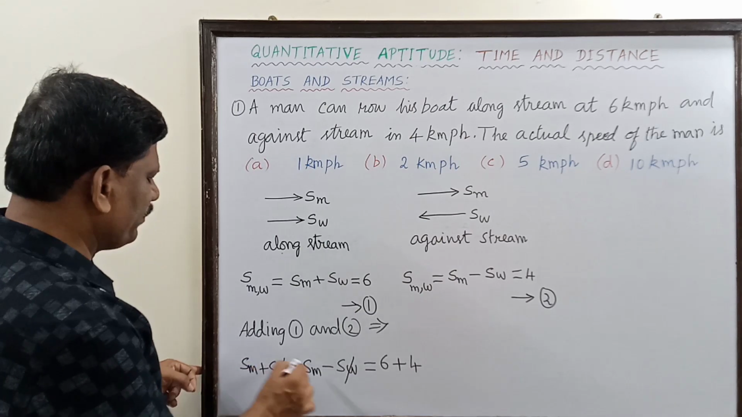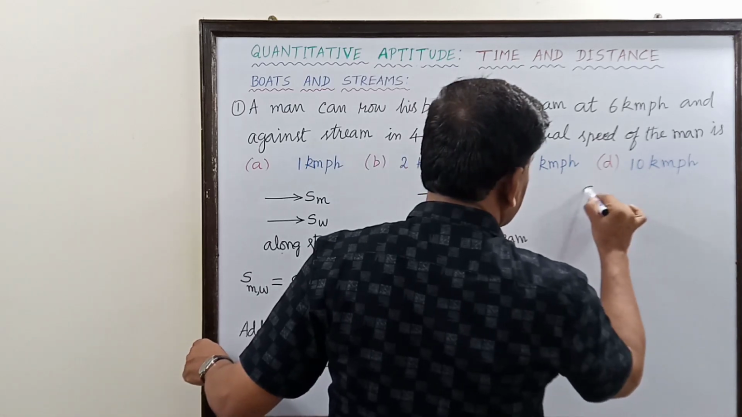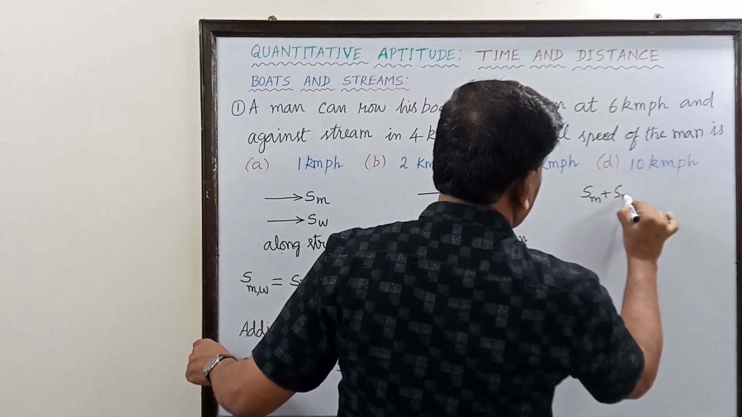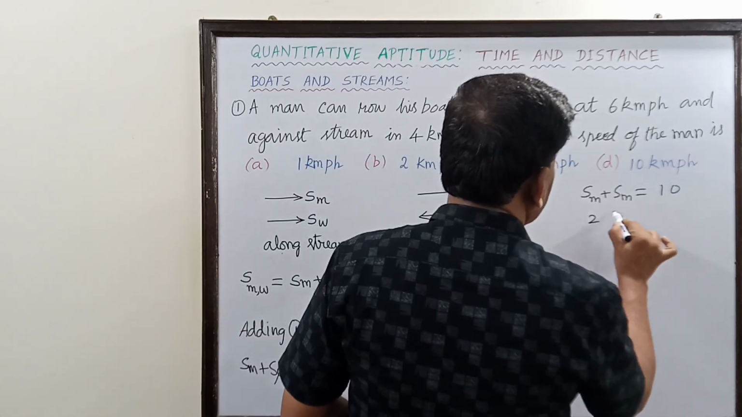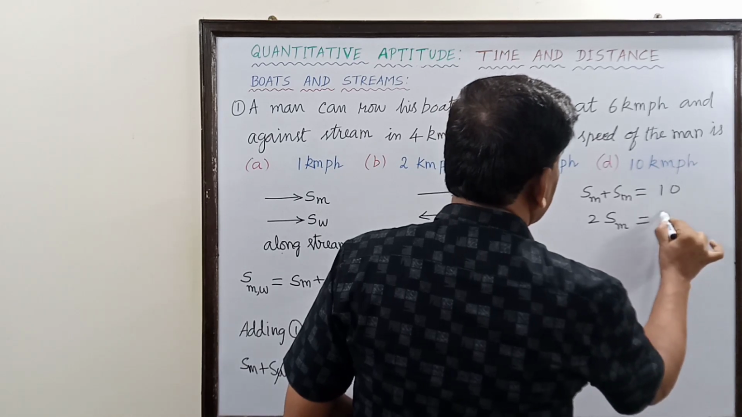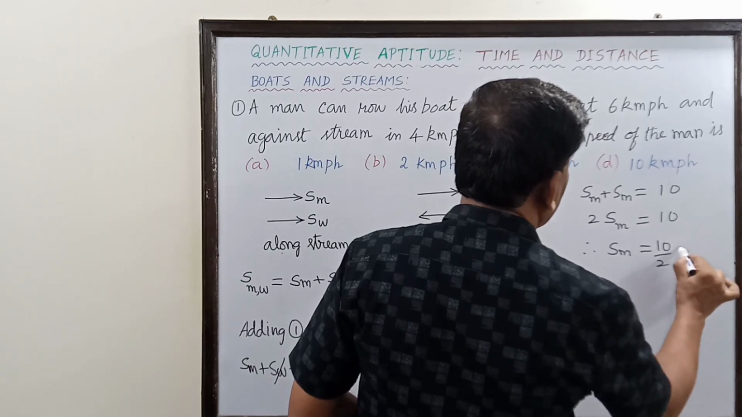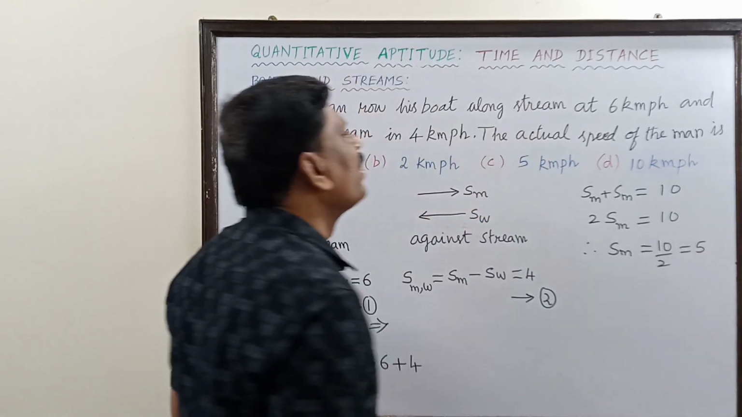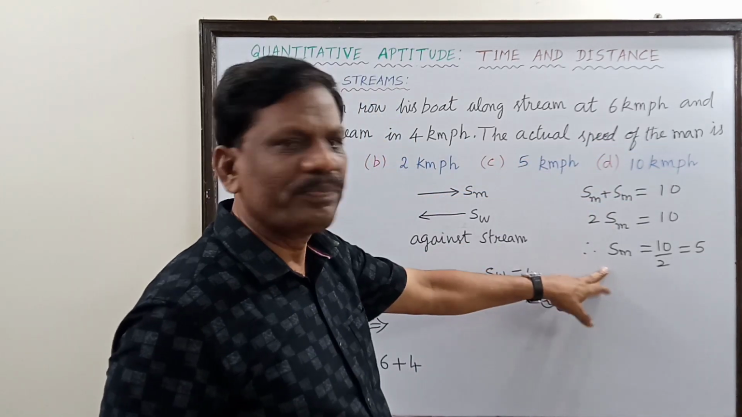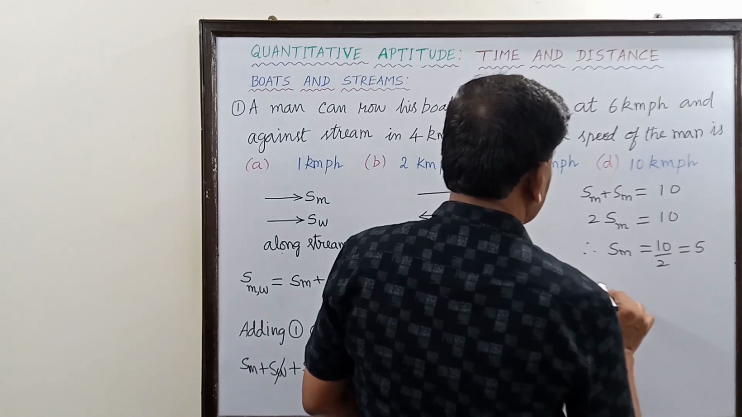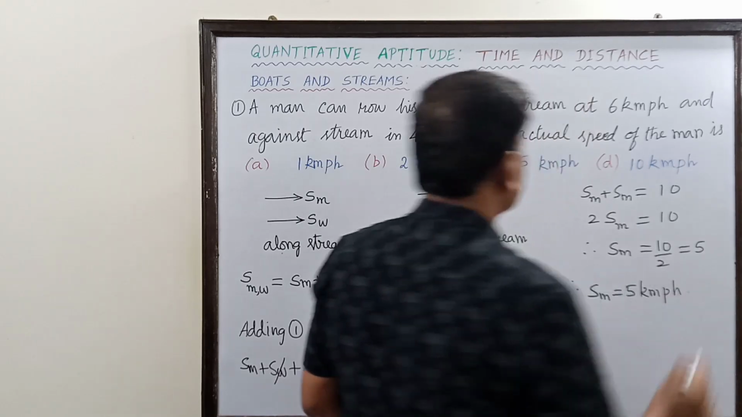So Sm plus Sm is equal to 6 plus 4, which is equal to 10. So twice the speed of the man is equal to 10. Therefore the actual speed of the man is equal to 10 by 2, which is equal to 5. So the actual speed of the man is 5 km per hour. Therefore Sm is equal to 5 km per hour.